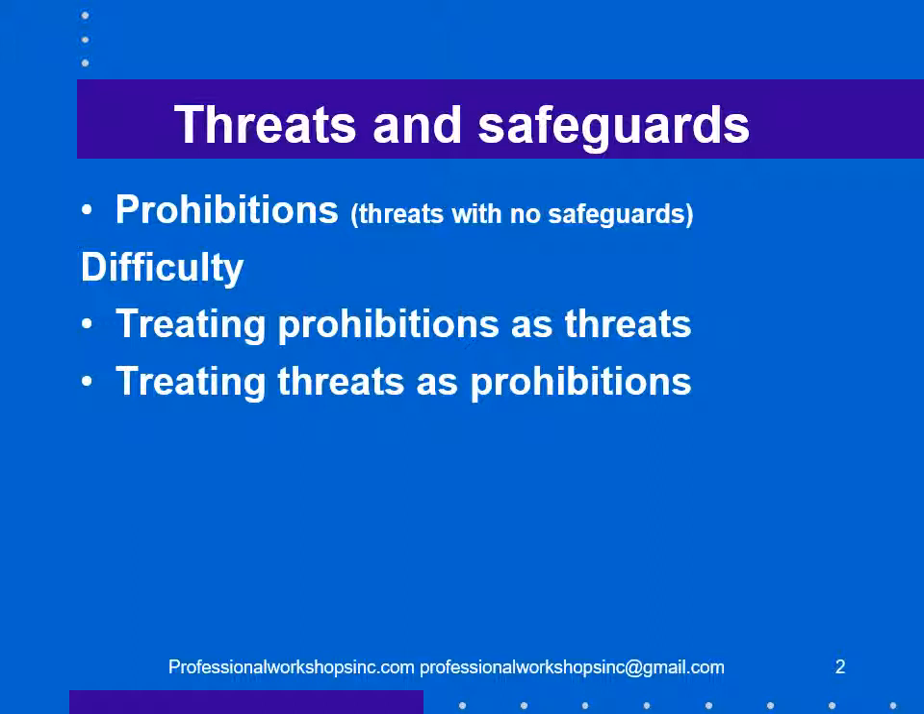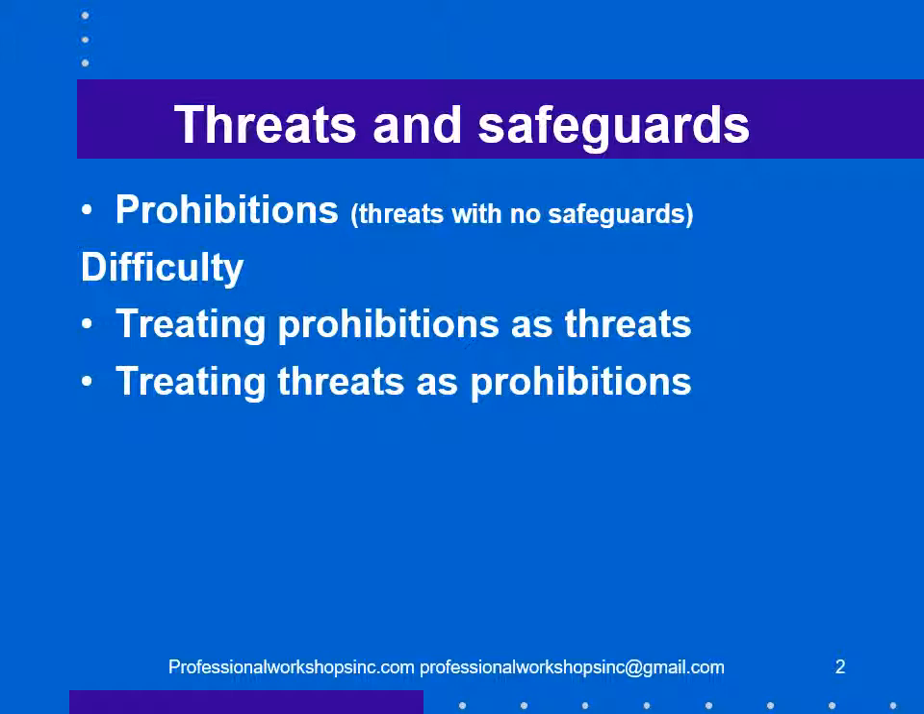Now, this rule is about threats and safeguards. And threats that have no safeguards are effectively prohibitions. The people that developed these rules have decided that it's a threat so significant, no safeguards can deal with it, so therefore you basically can't do it. And one of the difficulties I see in practice is people treating prohibitions as threats and saying, okay, the rules say I can't do this, how do I get around it? And that's just a bad idea.